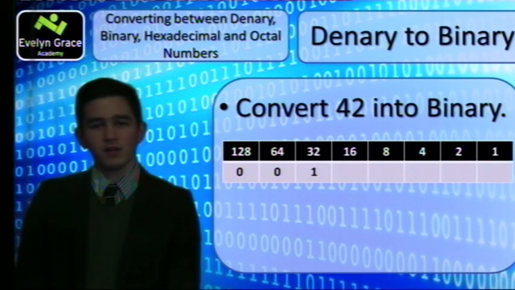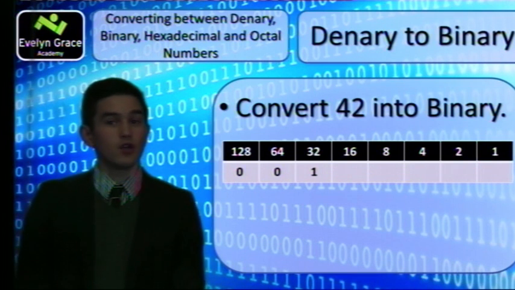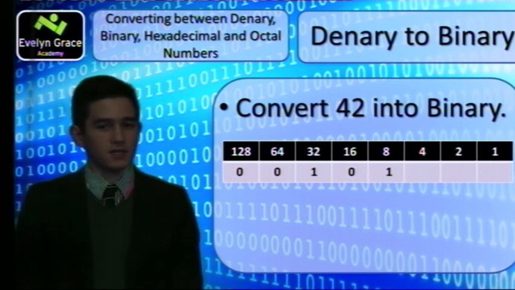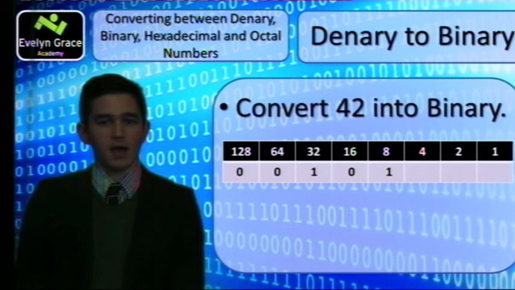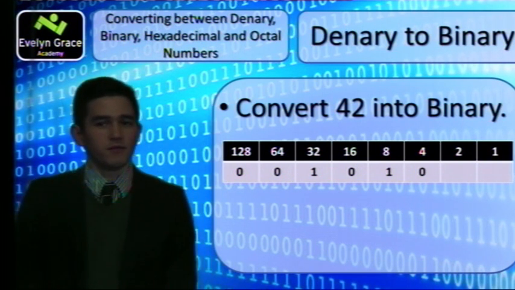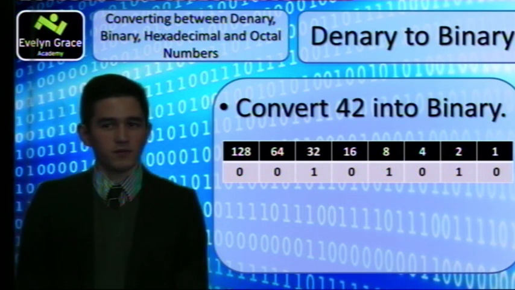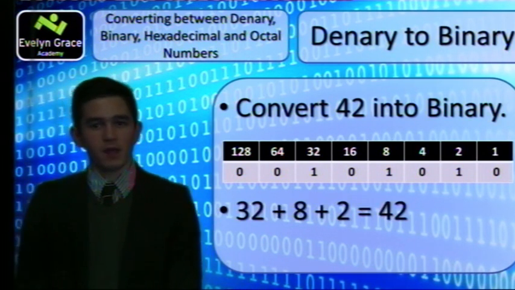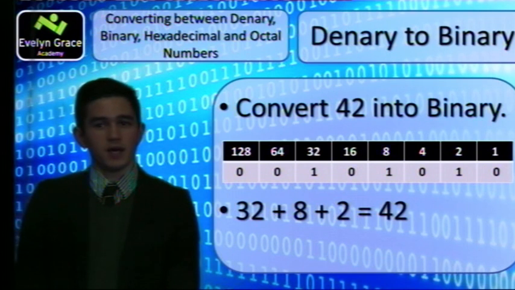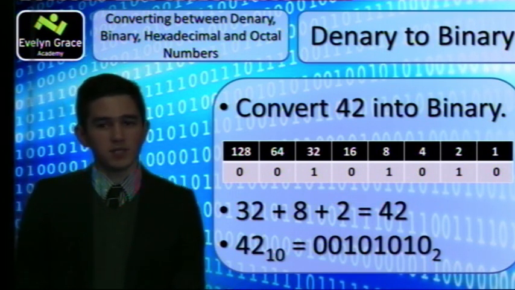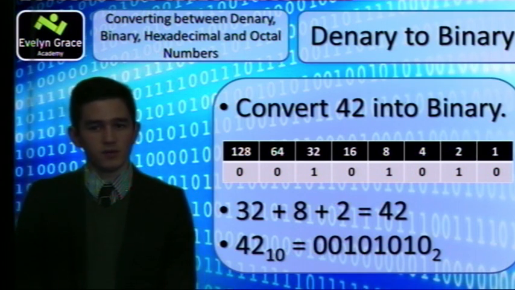So can 16 go into 10? No, it can't. Can 8 go into 10? Yes, it can. Subtract 8 gives me 2. And finally, 4 can't. Obviously 2 can go into 2, and that will give me 0, so the final number will be 0. I can double check that by looking at the headers. So 42 does equal 32 and 8 add 2. So the number 42 in binary would be 00101010.